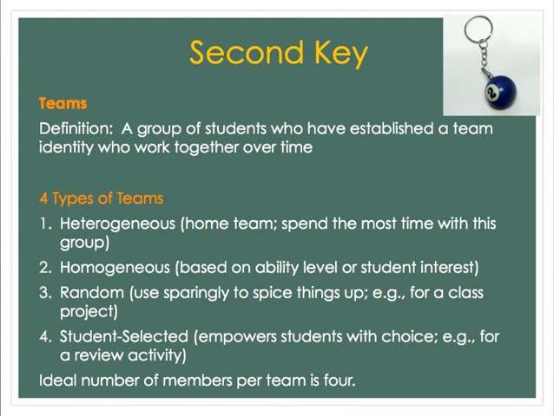The second key is teams. The definition of a team is simply a group of students who establish a team identity and who work together over time. Kagan recommends that we keep our home teams together for 6 weeks. I personally have found that I prefer a 9-week block. That way we have 4 different teams throughout the school year. And Kagan identifies 4 types of teams.